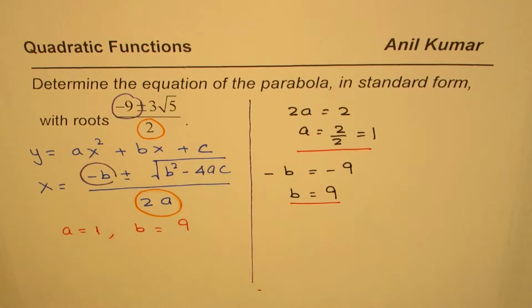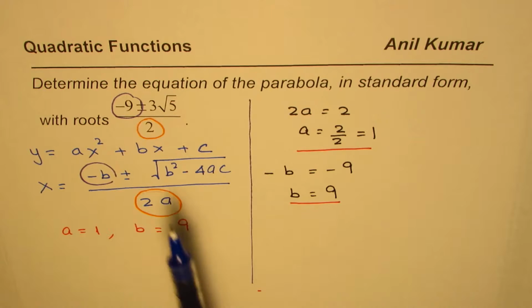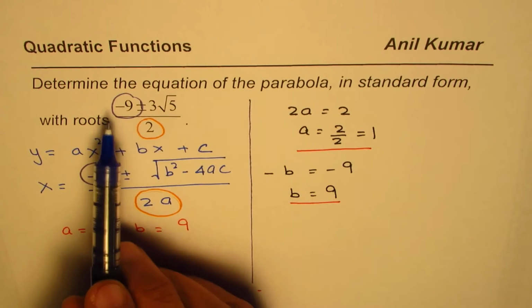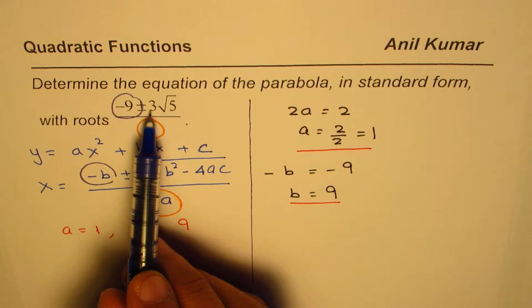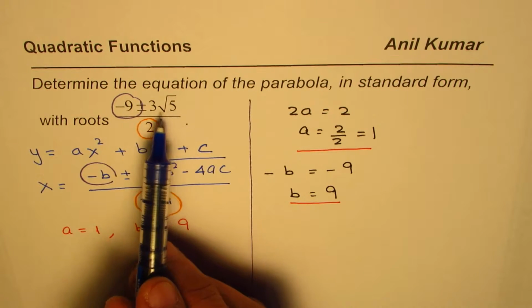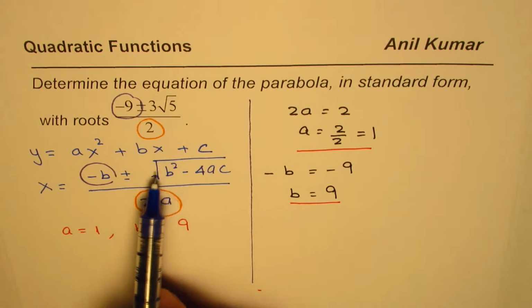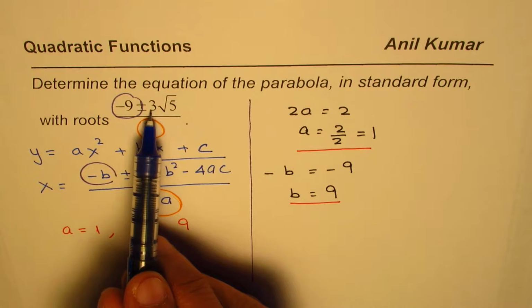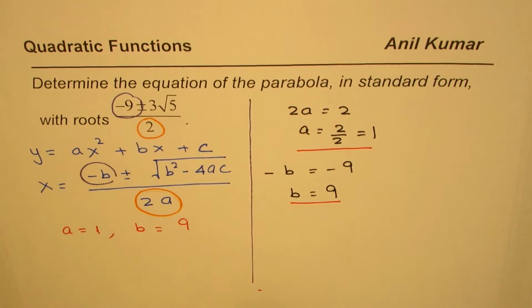We need to find c now, knowing all that. To find c, what can we do? We have to look for this term inside the square root. The root is -9 ± 3√5. Now this 3 is outside, here everything is inside. So I have to take this 3 inside the radical. How do we do that?